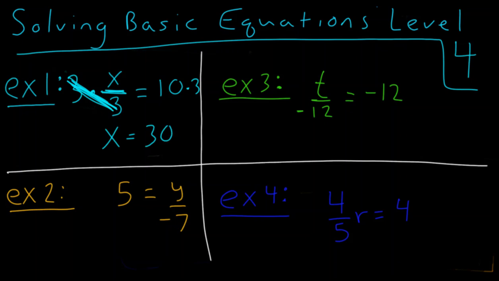Okay, moving on down here to this burnt orange, we kind of flip things around. And I kind of wrote this without a lot of space, but we'll make it fit. But here we have y is being divided by negative 7. So what's the opposite of dividing by negative 7? Well, it would be to multiply by negative 7.